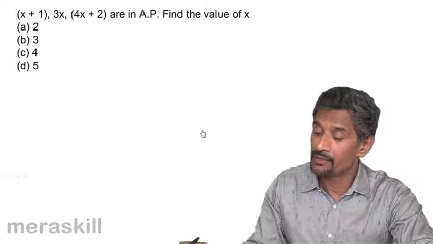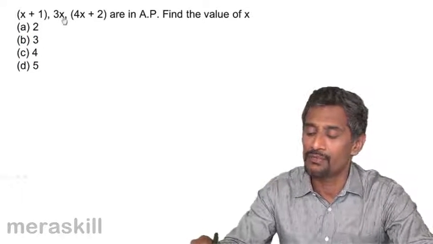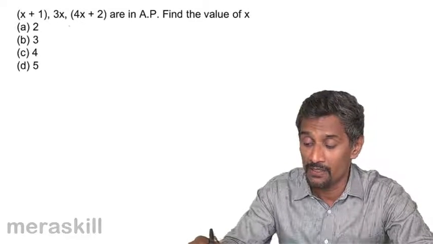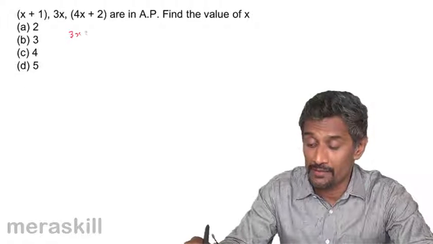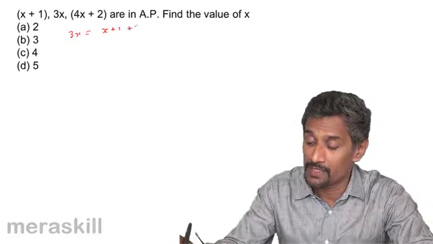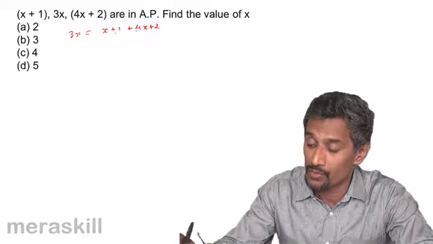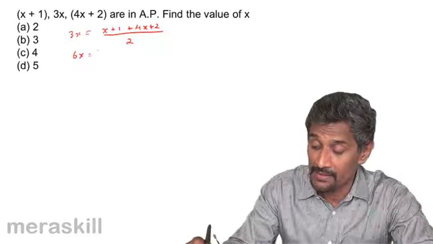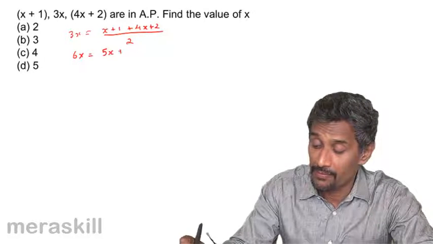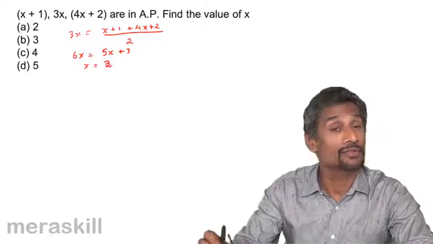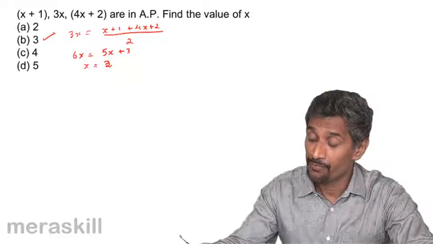Okay. This is again the same way. x plus 1, 3x, 4x plus 2 are in AP. Find the value of x. Since they are in AP, the middle term 3x is the arithmetic mean of the remaining ones. x plus 1 plus 4x plus 2 upon 2, which means 6x is equal to 5x plus 3. x turns out to be 3. So x is turning out to be 3.